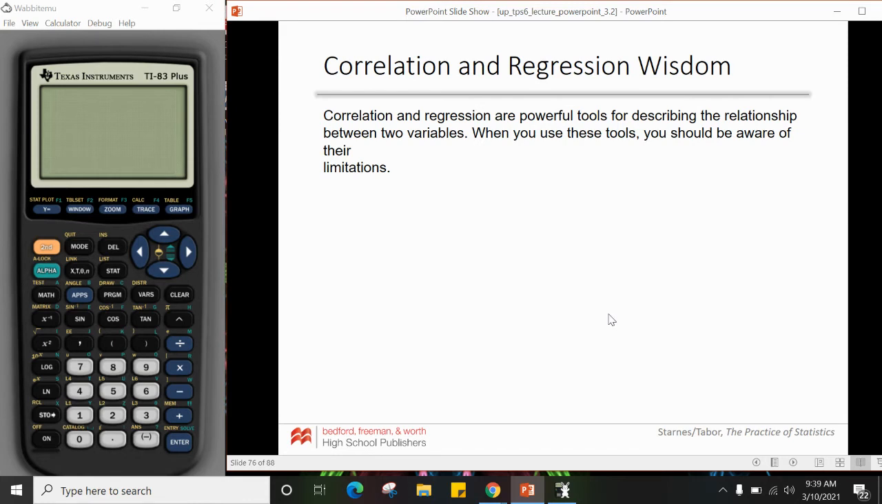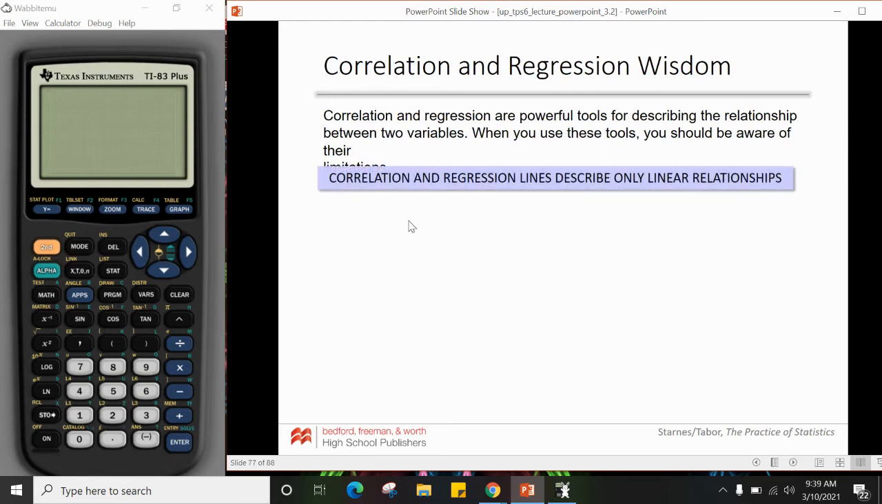So correlation and regression wisdom is this next subtopic. Correlation and regression are powerful tools for describing the relationship between two variables. When you use these tools, you should be aware of their limitations. Correlation and regression lines describe only linear relationships.